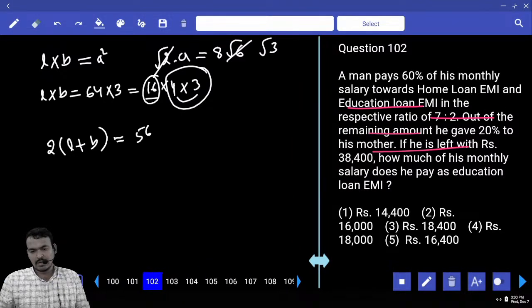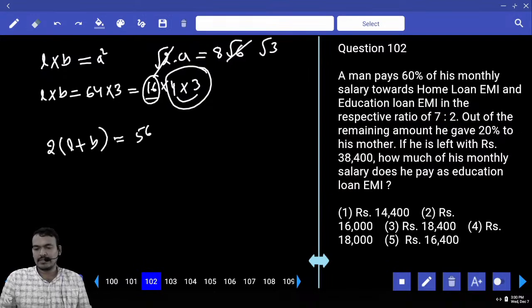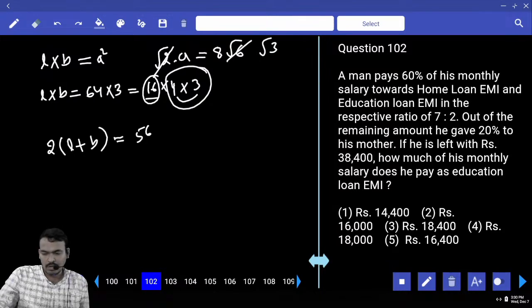Next, question number 102. A man pays 60% of his monthly salary towards a home loan EMI and education loan EMI in the ratio of 7:2. Out of the remaining amount, he gave 20% to his mother. If he was left with 38,400 rupees, how much of his monthly salary does he pay as education loan?